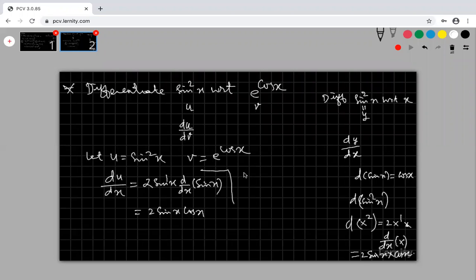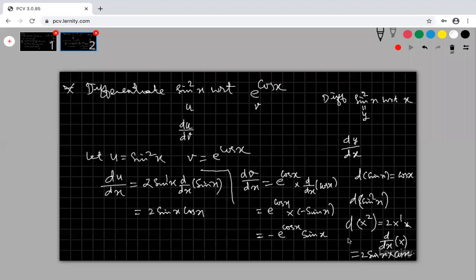Okay, right. Now come to this. What is my dv/dx? My dv/dx is equal to e^(cos x). The differentiation of e^x is e^x alone. So the differentiation of e^(cos x) is e^(cos x) into d/dx of the power function cos x. What is the cos x differentiation? Minus sin x. So this is nothing but minus e^(cos x) sin x. Are you okay?